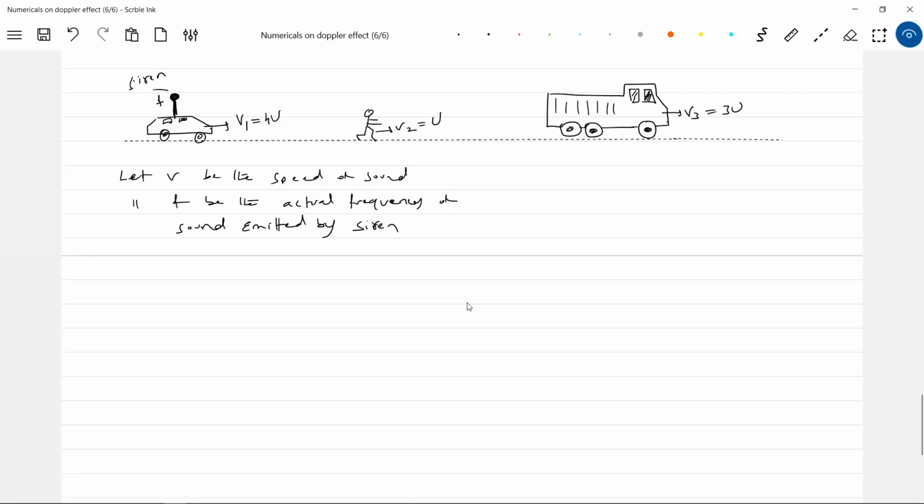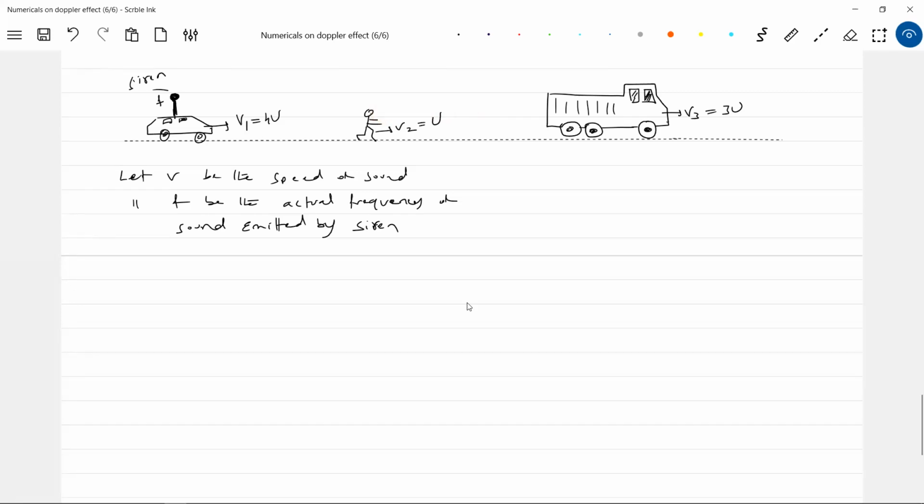So now what will happen? This is the siren, ambulance, whatever it may be. It is going to generate sound waves of frequency F. The person is going to hear one direct wave. The other wave will get reflected by the rear end of the truck and will be heard by the person.